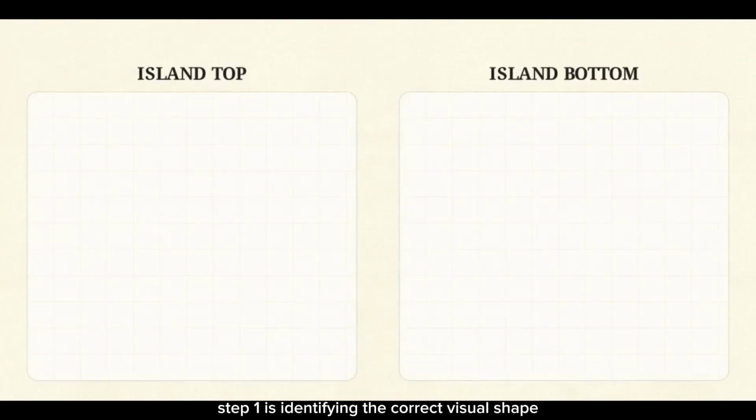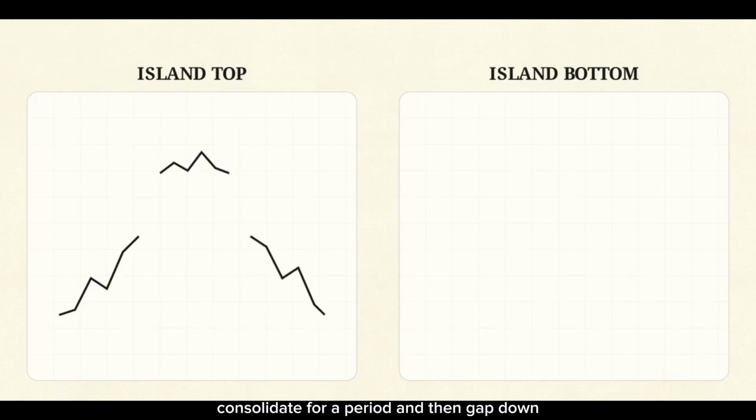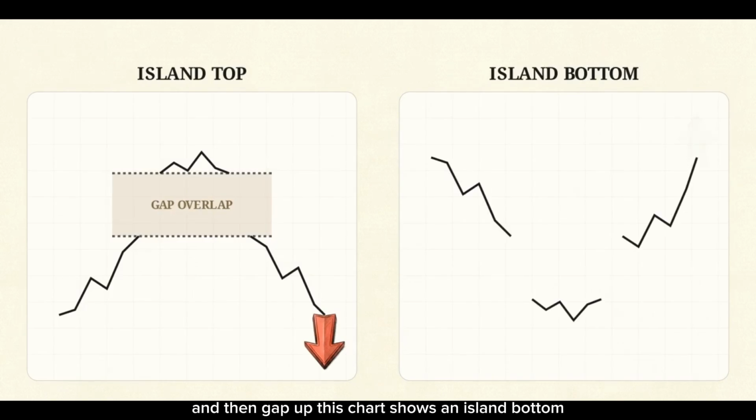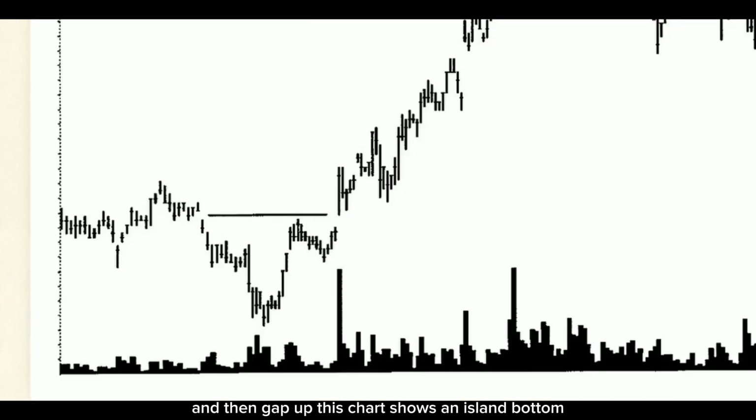Step 1 is identifying the correct visual shape. An island top happens when prices gap up, consolidate for a period, and then gap down. An island bottom is the exact inverse. Prices gap down, drift sideways, and then gap up. This chart shows an island bottom. Notice the physical separation: an initial breakaway gap, a consolidation cluster, and an exhaustion gap.